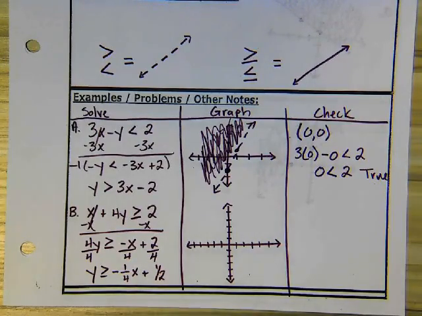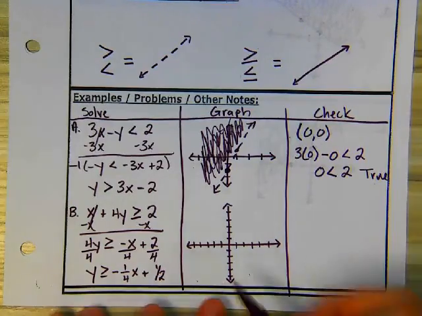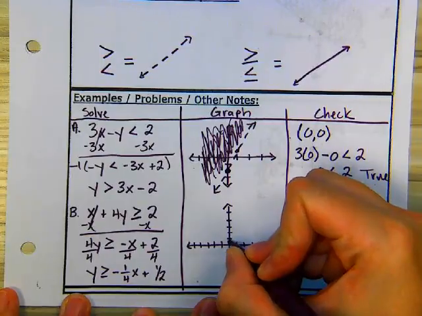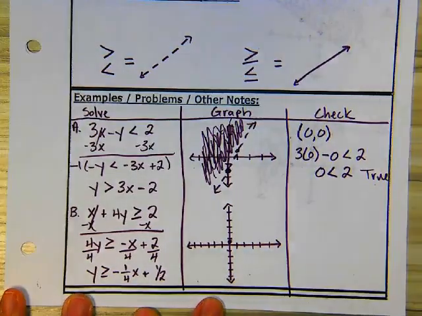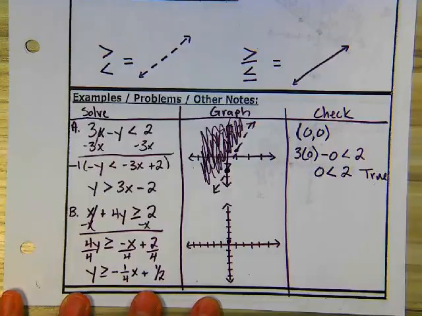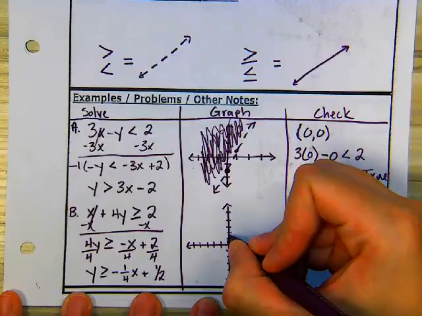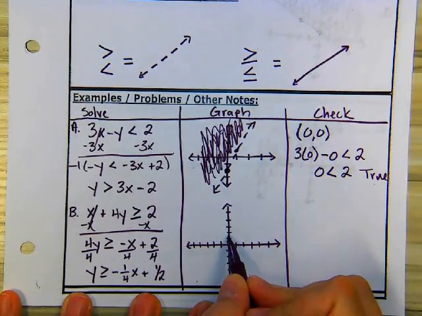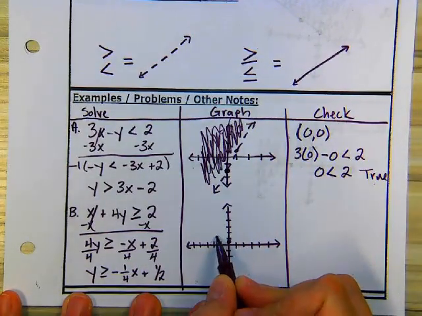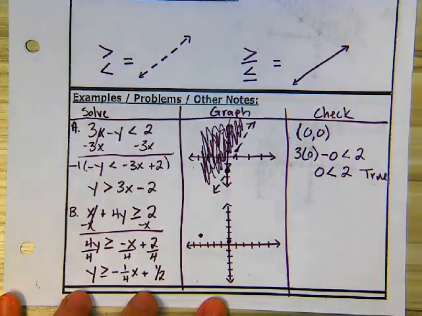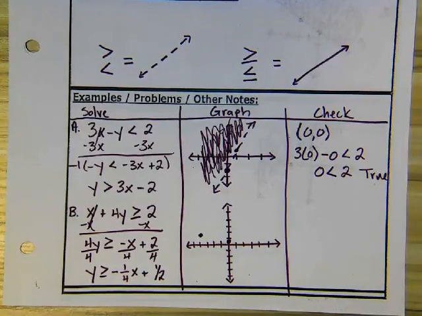Now we want to go ahead and graph. Our y-intercept is at 1/2, which is right there in between 0 and 1. Then our slope is negative 1/4, which means we want to go up 1 and to the left 4. 1, 2, 3, 4. So it'll be around there. Again, with fractions or decimals, estimate. So that's that.